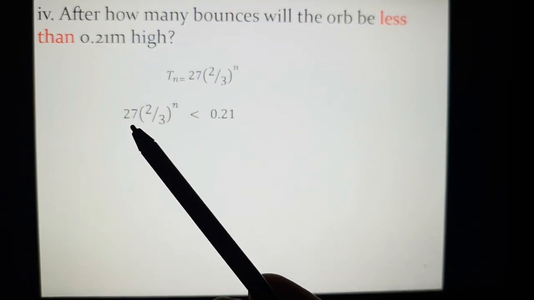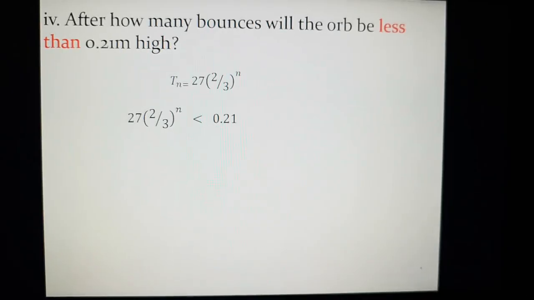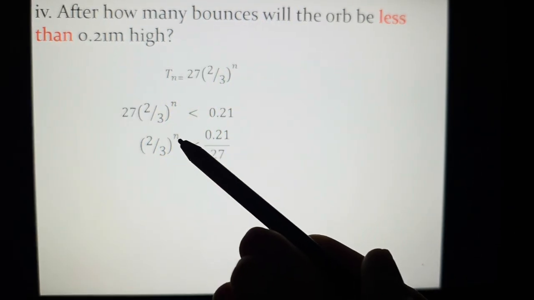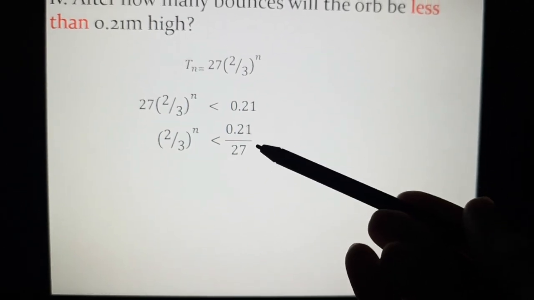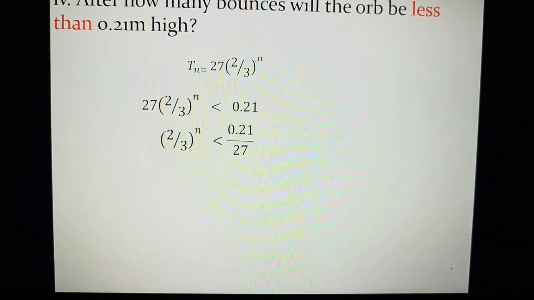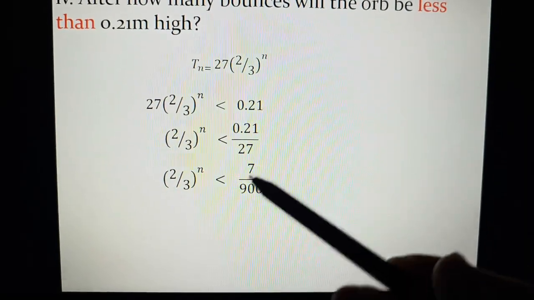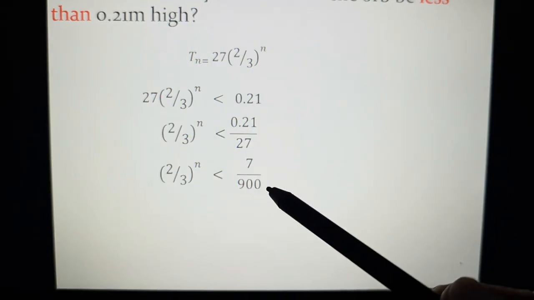First thing I need to do is get rid of the 27. So I divide across by 27 on both sides. That will then leave me with 2/3 to the power of n is less than whatever this fraction would work out to be. Okay. So it becomes 7 over 900. You don't have to write it like that. You could just leave it as it was, but I will.